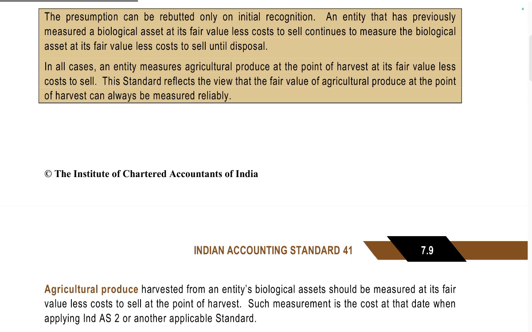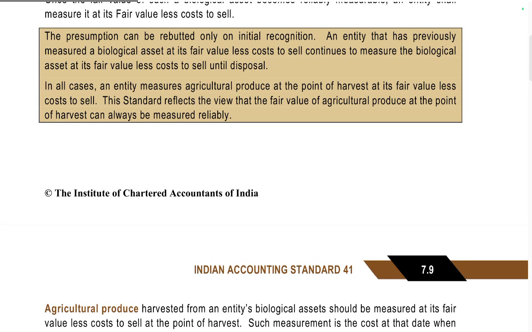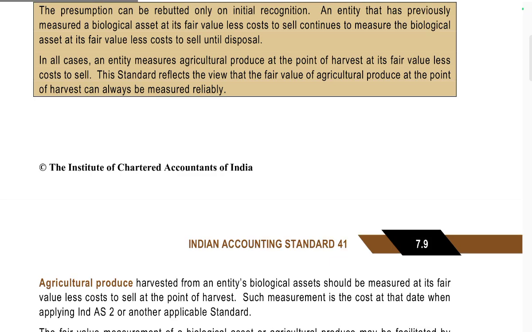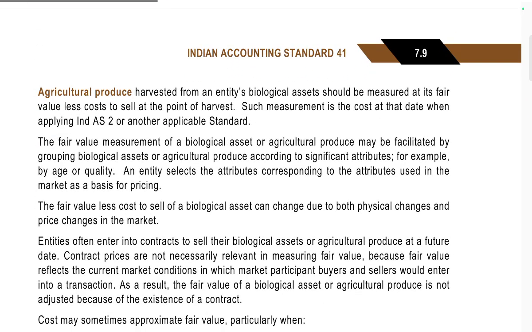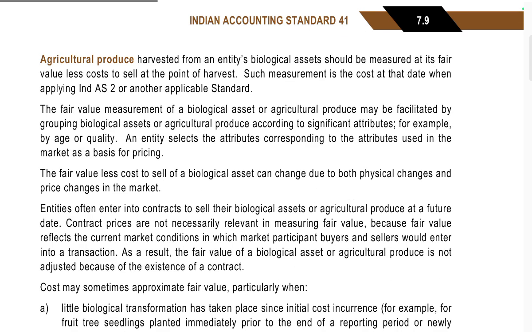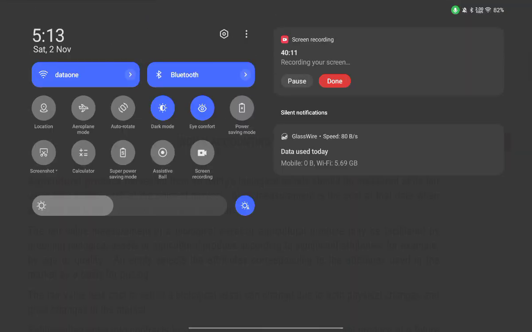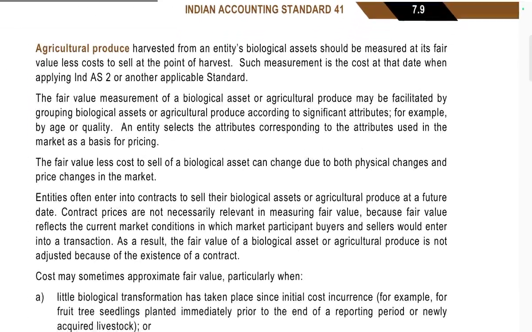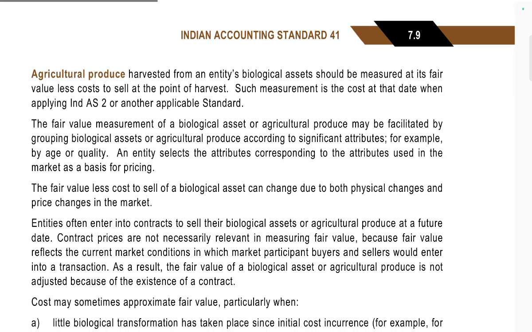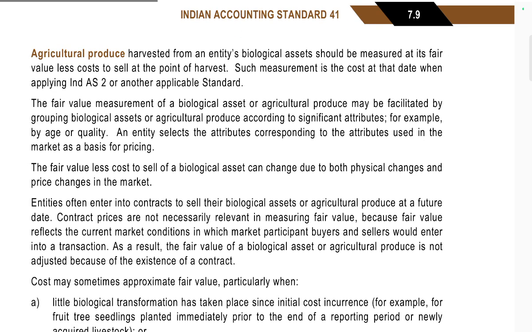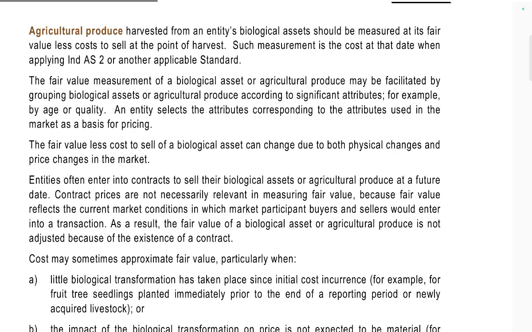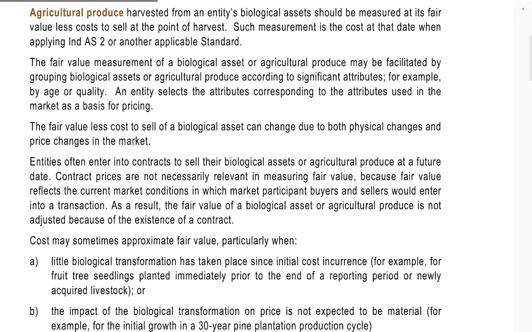In these cases, the entity measures agricultural produce at the point of harvest at fair value less cost to sell. The standard reflects that the fair value of agricultural produce at the point of harvest can always be measured reliably. Agricultural products harvested from the entity's biological asset should be measured at fair value less cost to sell at the point of harvest, as the cost at the date when the applicable standard is applied, under the fair value measure of biological assets.